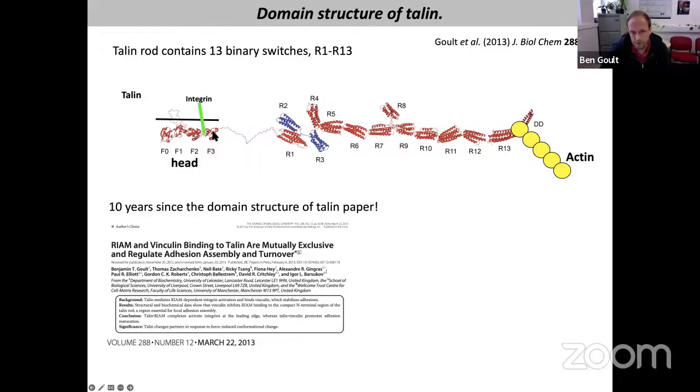And in this simplest arrangement, the N-terminal head domain binds to integrins, the C-terminal regions bind to actin, and that positions all of these helical bundles in this force transmission pathway. And something which we noticed in 2013, which dictated the flow of my research ever since, was that Talin changes partners in response to force-induced conformational change. And that's the crux of what I want to talk about today.